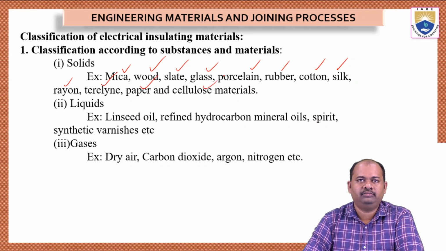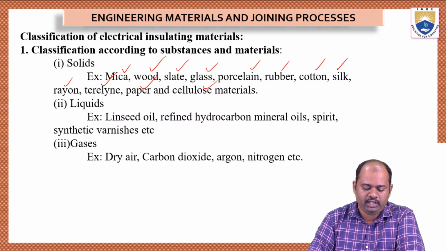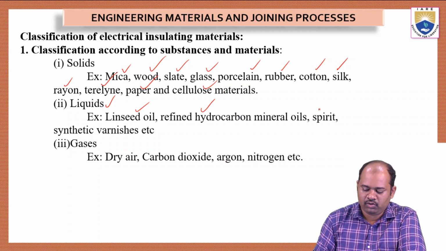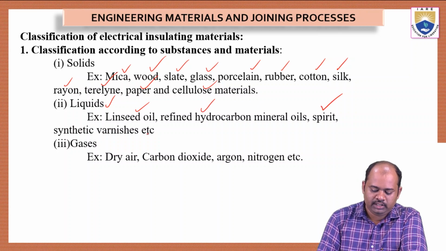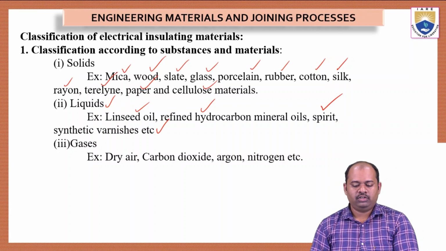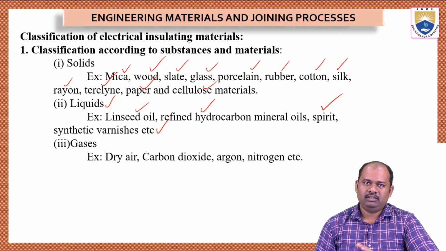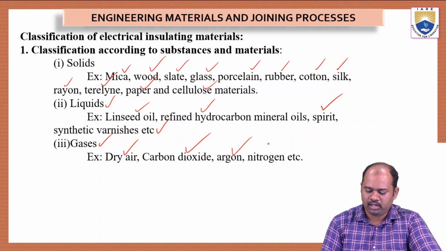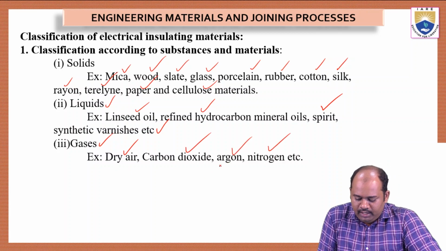So these are all the insulators, solid insulators. And then we have liquid insulators like linseed oil, refined hydrocarbon, mineral oil, spirits, synthetic varnishes. These are also called liquid insulators. And then for gases, we have dry air, carbon dioxide, argon, nitrogen. So this is why argon lights are used.